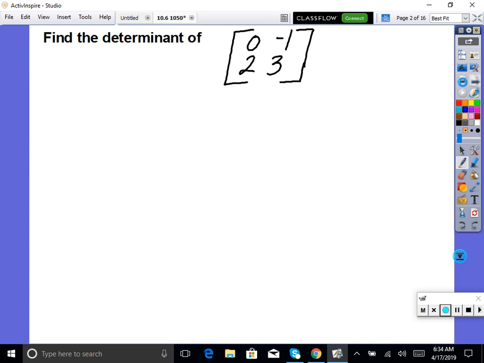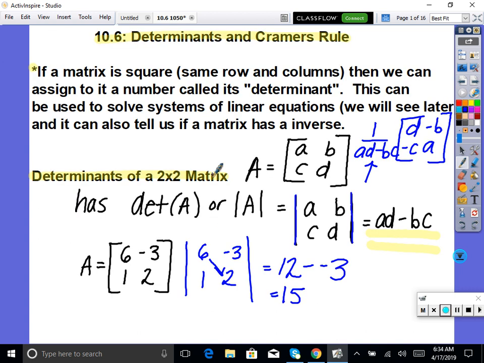Now, guys, think about this. That was how you find the determinant of a 2 by 2 matrix. So with that being the case, if it's not a 2 by 2 matrix, we'll have to do a little bit more involved. But it does involve this same type of thing over and over again. You'll see what I mean. So finding a determinant for a 2 by 2 matrix, pretty straightforward.